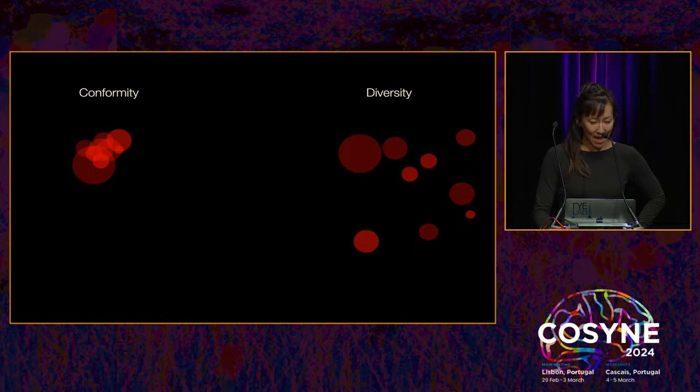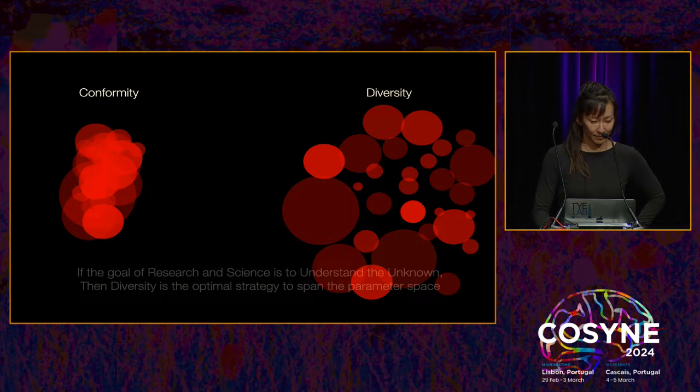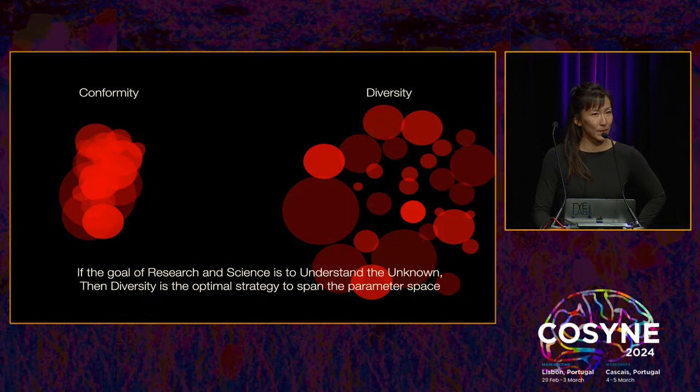So you can imagine the point here. Okay, so this simulation that I just made up, it's not really a simulation, but this thought simulation leads me to believe that if the goal of research and science is to understand the unknown, then diversity is the optimal strategy to span the parameter space, assuming we have fixed resources and time.